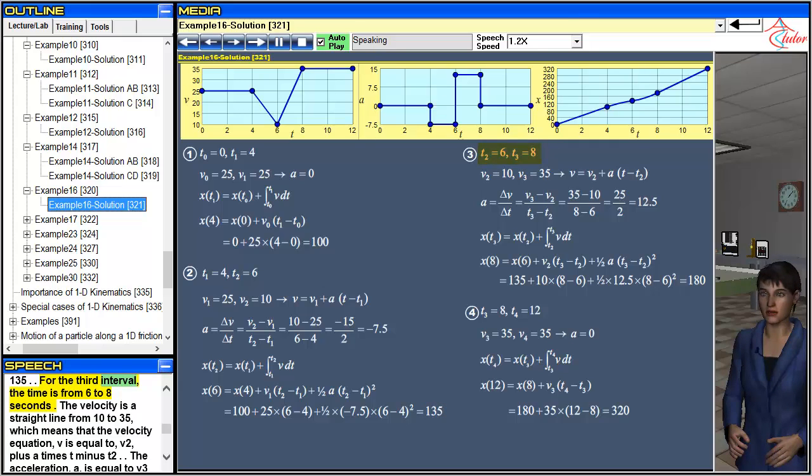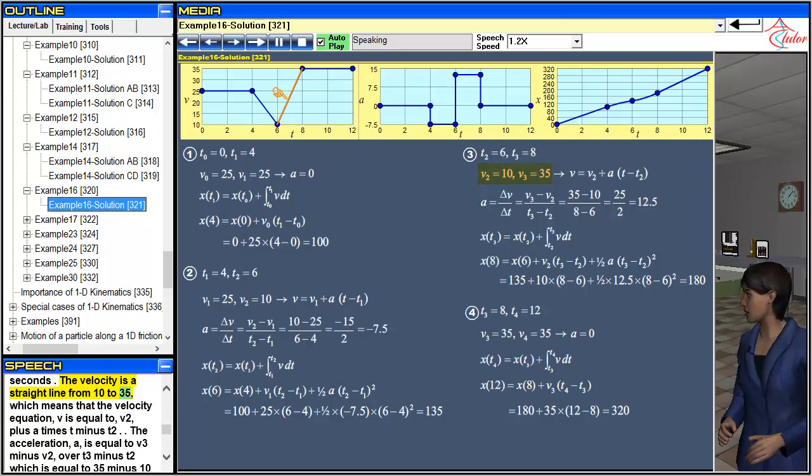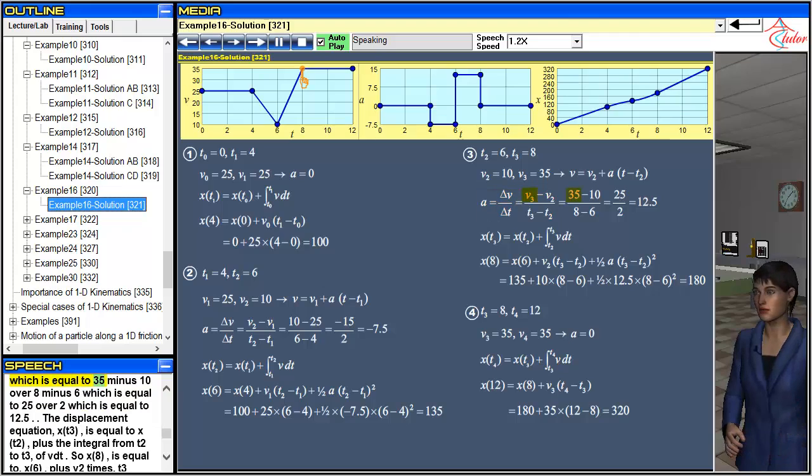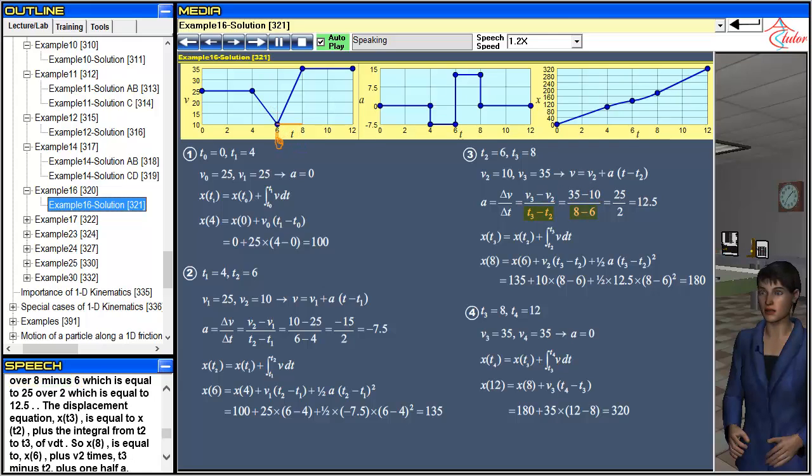For the third interval, the time is from 6 to 8 seconds. The velocity is a straight line from 10 to 35, which means that the velocity equation is v is equal to v2 plus a times (t minus t2). The acceleration, a, is equal to (v3 minus v2) over (t3 minus t2), which is equal to (35 minus 10) over (8 minus 6), which is equal to 25 over 2, which is equal to 12.5.